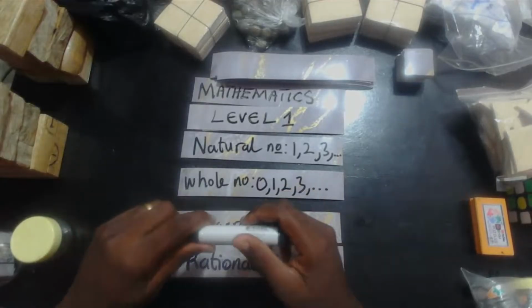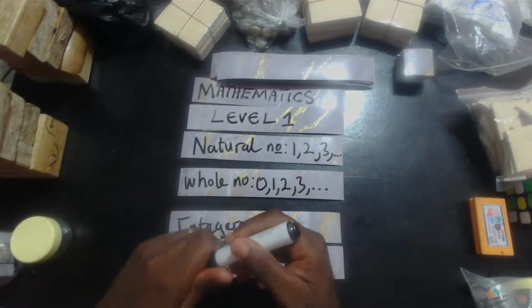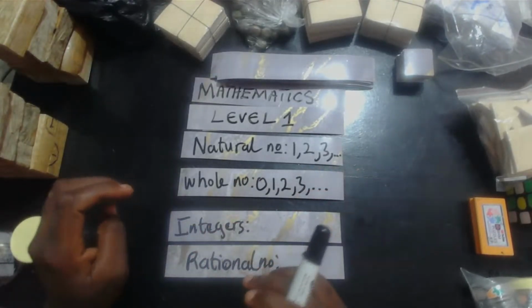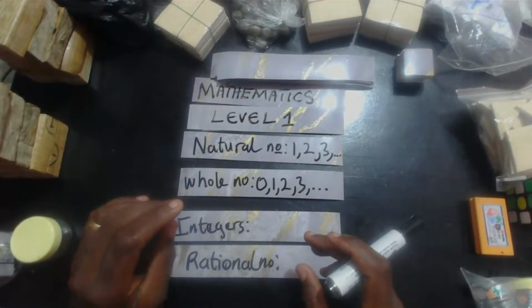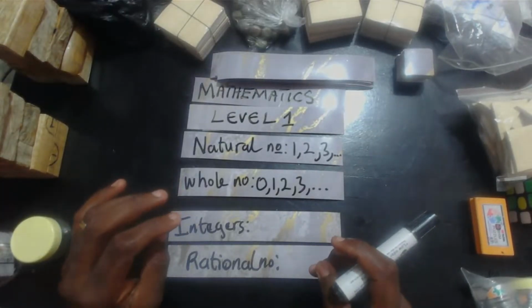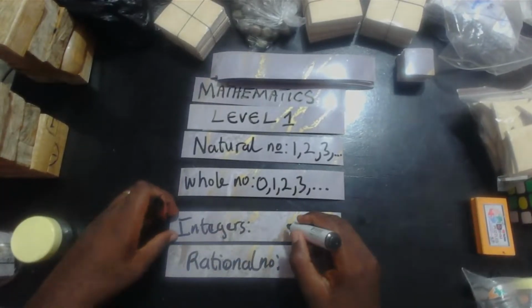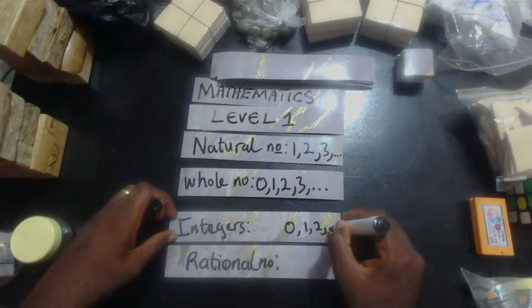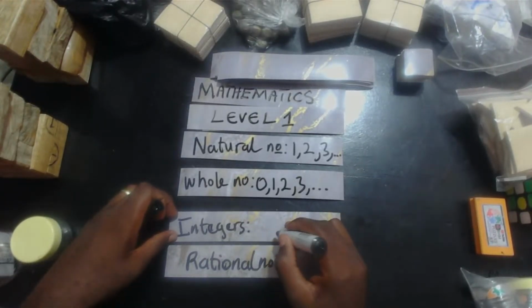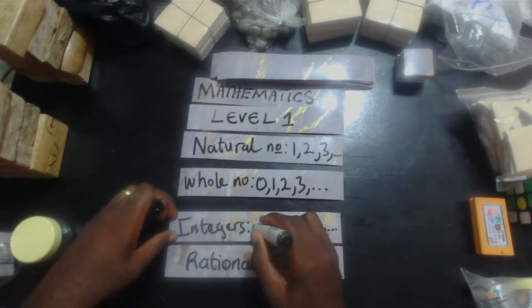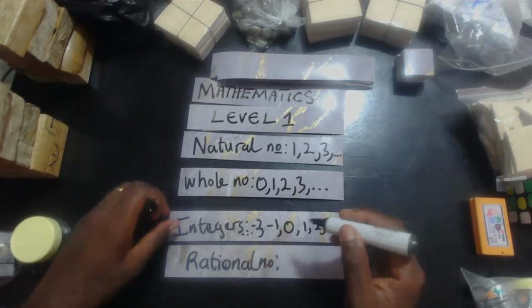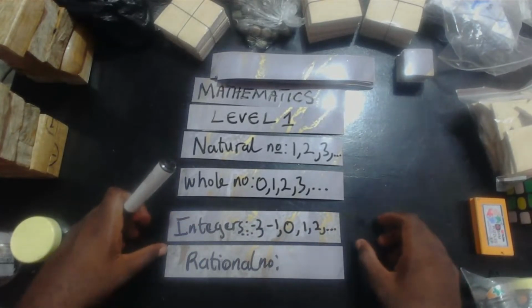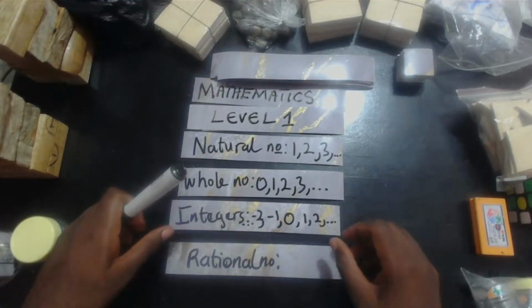Now, what do we say about integers? Well, for integers, you know that we have positive numbers, negative numbers, including 0. So let's start from 0 and count to the right, and then to the left, -1, -2, and then proceed. So these are examples of integers.